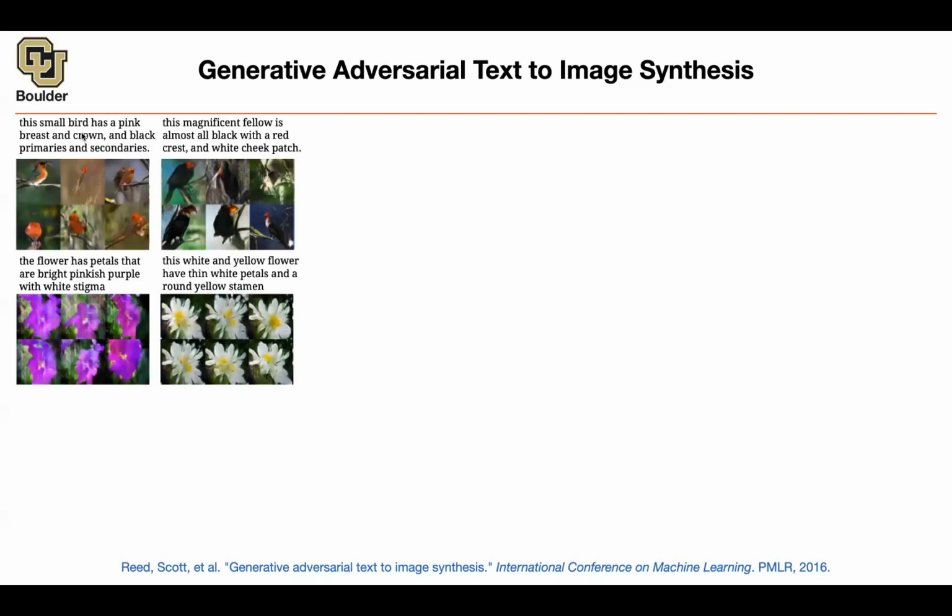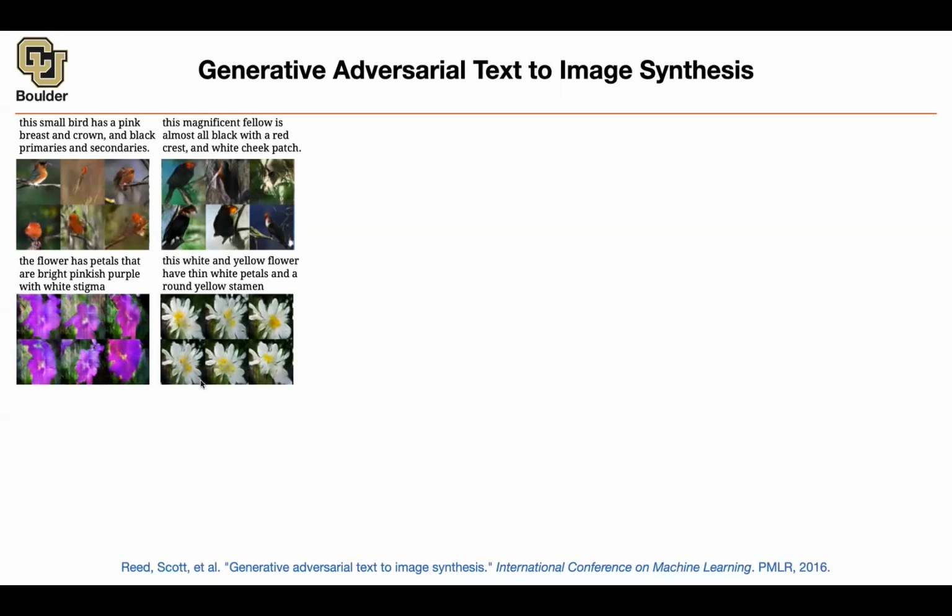This small bird has a pink breast and crown and black primaries and secondaries. And based on that, the model should draw images of birds satisfying the properties that we described in the text. Or this other one, this white and yellow flower have thin white petals and round yellow stamen. And then it's gonna keep drawing different images for us.